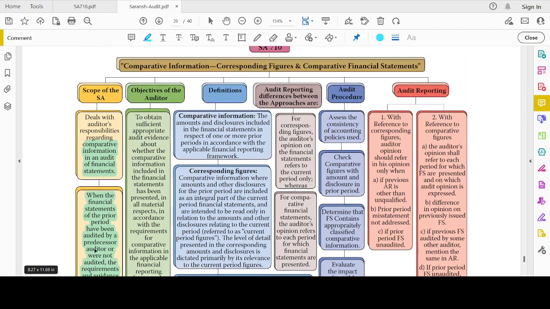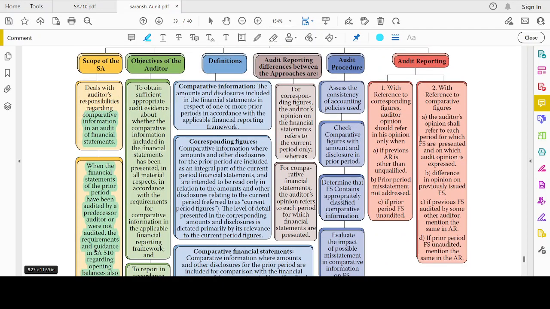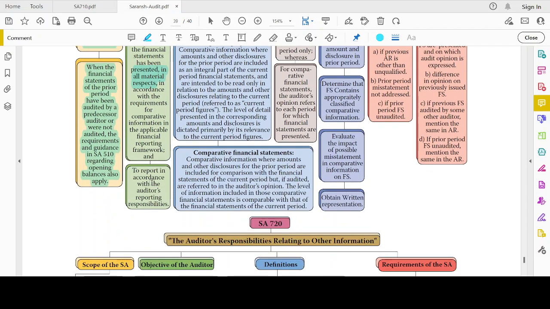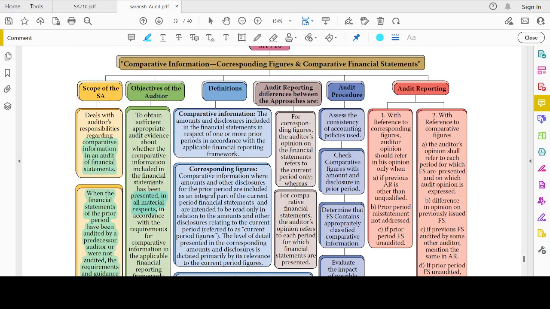Now, what is the objective of the auditor? To obtain sufficient appropriate audit evidence about whether the comparative information included in the financial statements has been presented in all material respects in accordance with the requirements for comparative information in the AFRF, and to report in accordance with the auditor's reporting responsibilities. So, definitions.